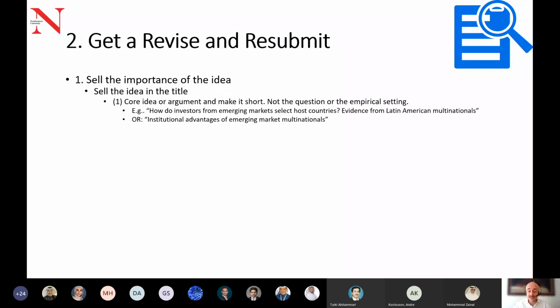And this is the title. The title is really important because that's the first thing that everybody sees. In general, core argument and short. This is my recommendation. And if possible, do not include the empirical setting. You don't want to sell a paper because you are analyzing companies in a particular country. You want to sell a paper because you are analyzing a relationship and you argue for something.